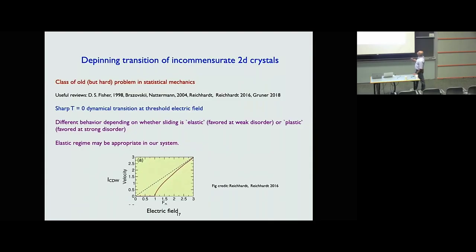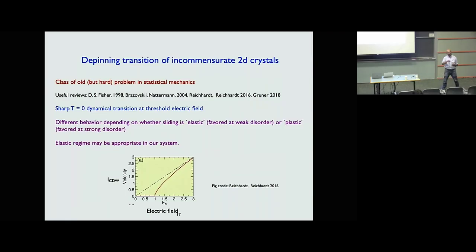What's known is that there's a sharp zero temperature dynamical phase transition, a second order dynamical phase transition at a threshold electric field. And there's different behavior depending on whether the sliding is elastic. It is completely classical, absolutely. There's an old story: it's classical, but whether the sliding is elastic or whether the sliding is plastic.